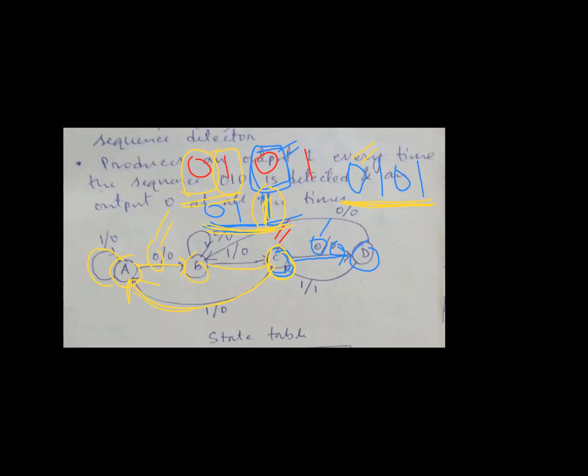Again I repeat, when we are over C, we got the sequence 0 1 1. But 0 1 1 is not our sequence. Now your sequence is completely destroyed. To get back the sequence, we have to start again with 0, then 1, then 0, in this way. And this 0 can be started from the initial state. That's why for this 1 over C, we go back to A, to start the sequence again.